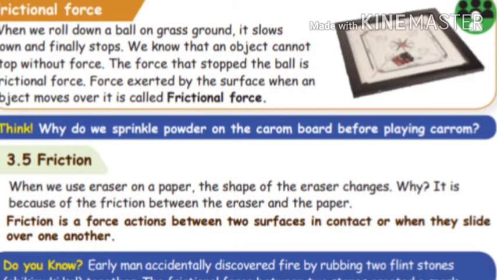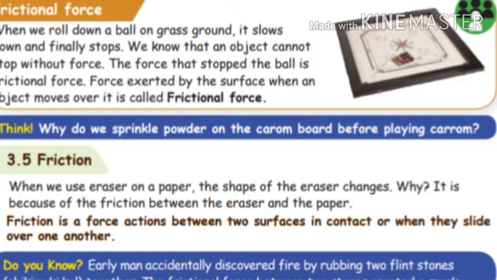Children, just think, when we use the eraser on the paper, that is, when you make a mistake, what will you do? You will just take the eraser and rub it out. Now, after rubbing, take the eraser in your hand and see the shape of the eraser. It might differ. This is because of the frictional force. Frictional force is nothing but action between two surfaces in contact or when they slide over one another.